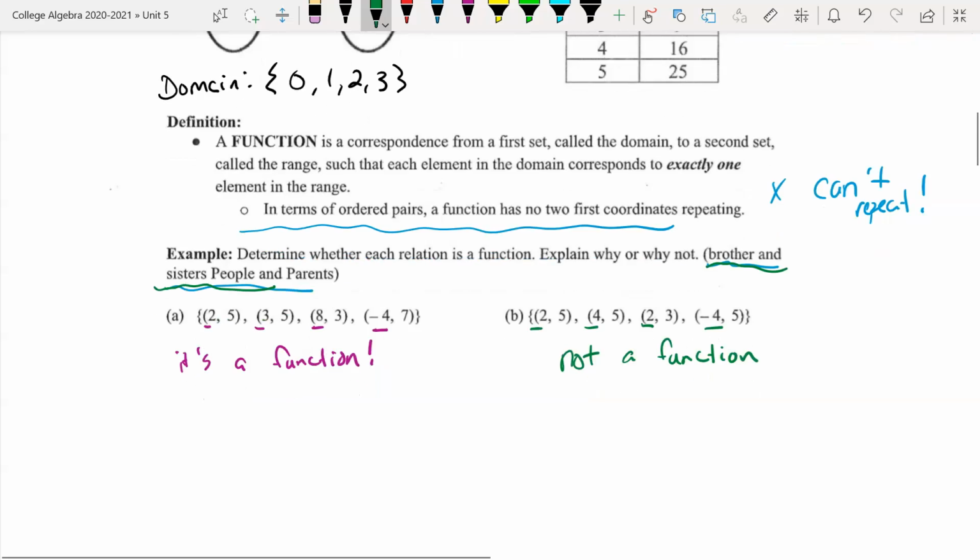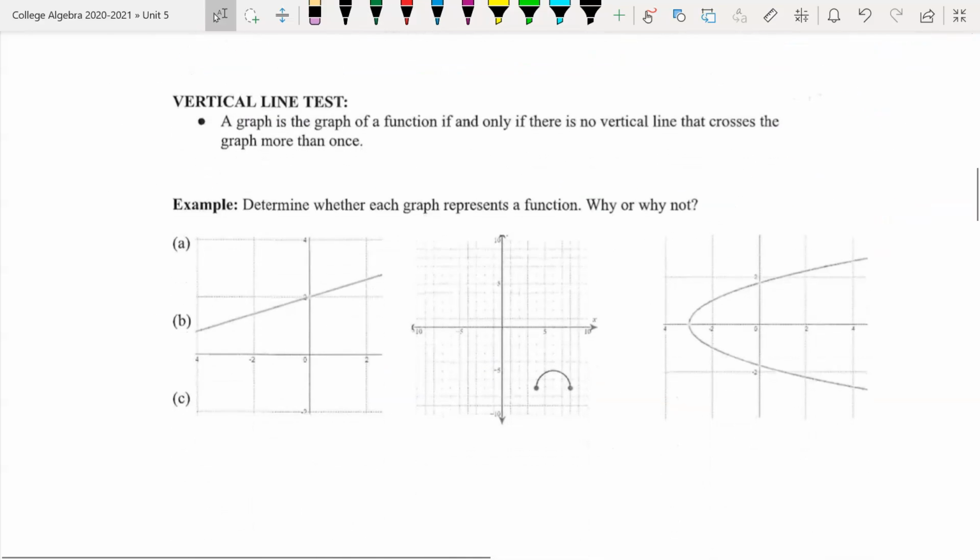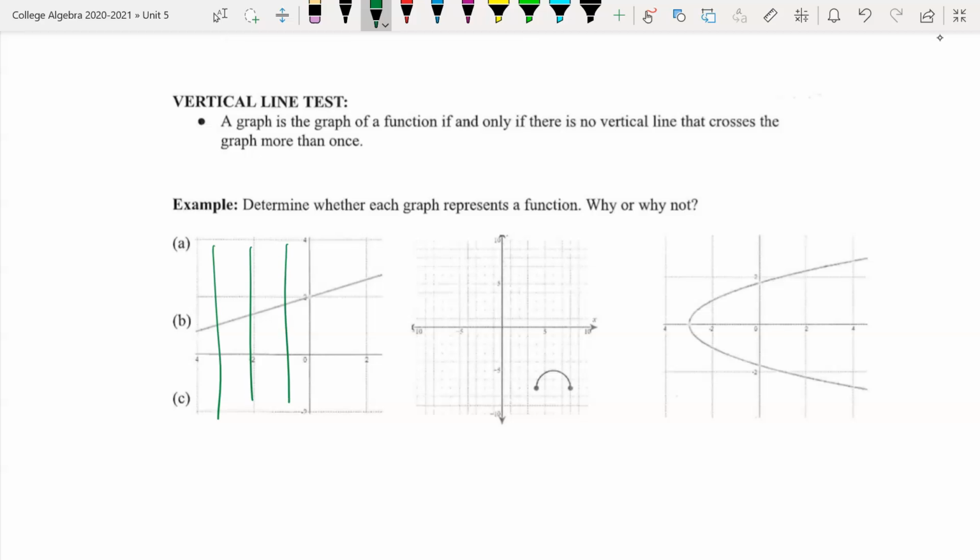Another way to determine whether it's a function is not only that the x repeats, but a vertical line test. So if they give us a graph, we can draw a bunch of vertical lines, and if a vertical line hits the graph, so this diagonal line we have right here, more than once, then it's not a function. But if you look at this one, you see every vertical line only hits it once, so that's a function. So that's the vertical line test.